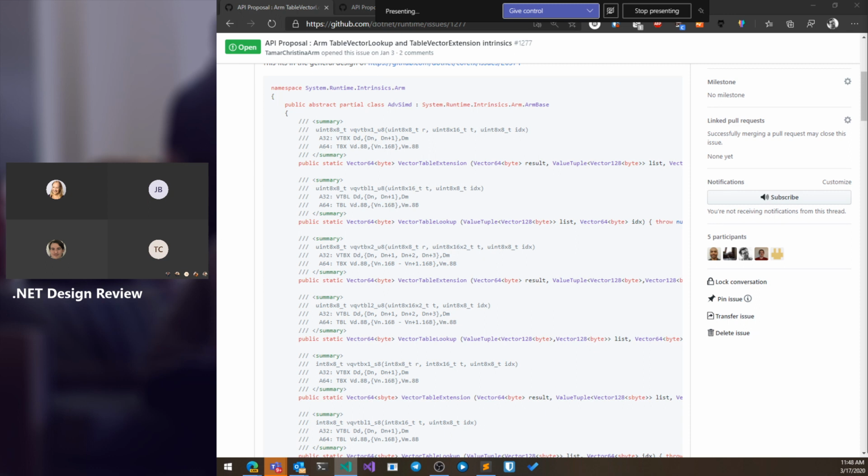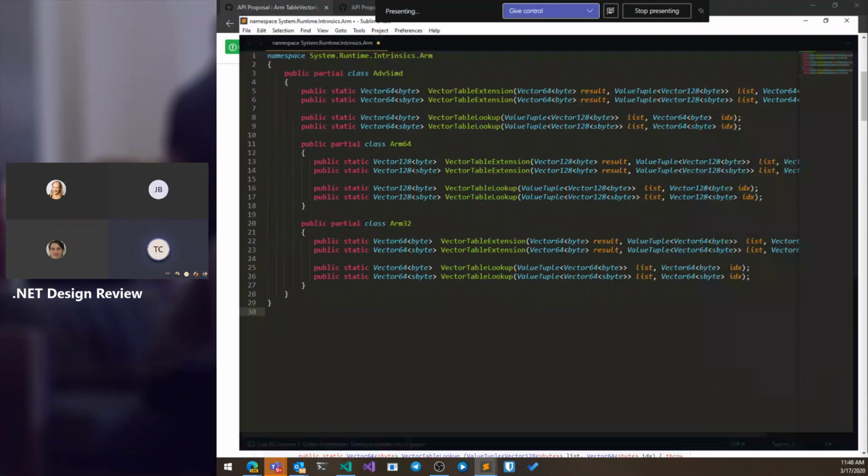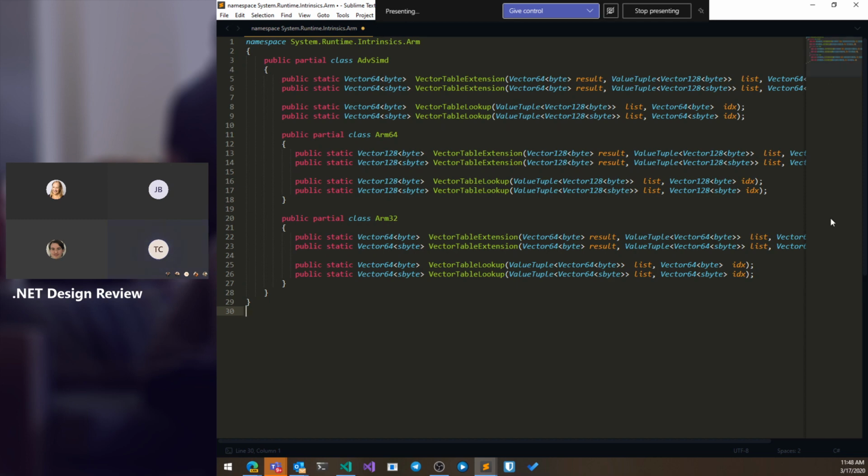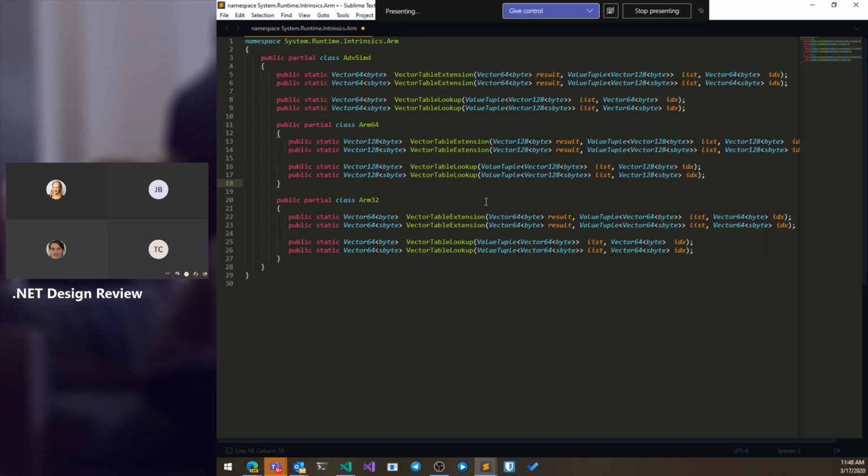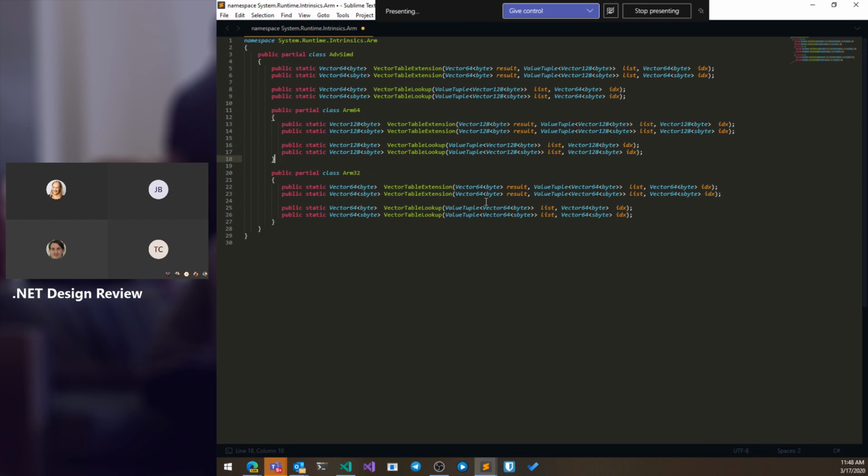Yeah, I think vector table lookup extension or extended would be fine. So this is basic. What I did is I removed all the ones that take more than one value tuple, and then I just grouped them and aligned them so we can see what remains. Does this look right to people? Modulo Jeremy's feedback on the names, that looks right.